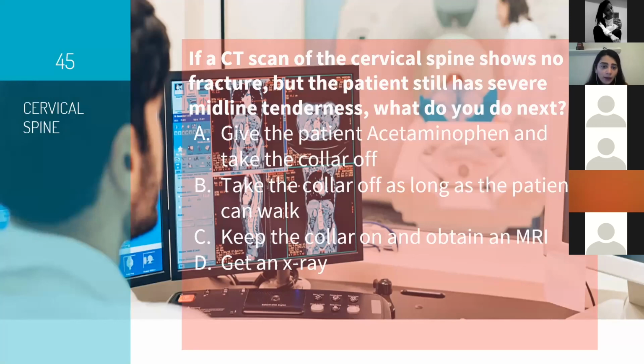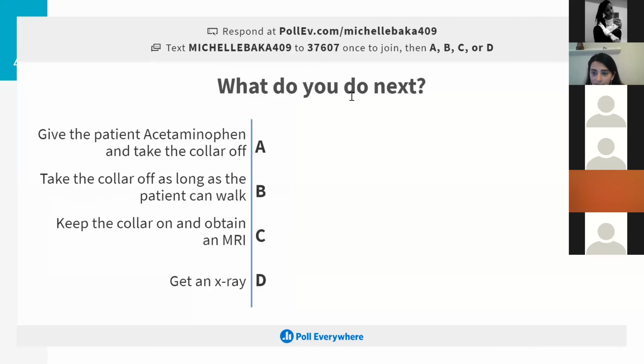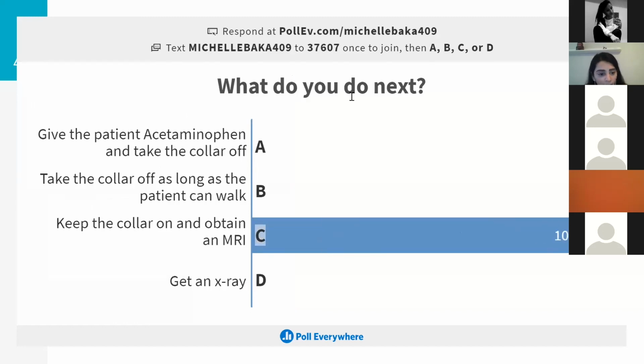It shows no fracture, but the patient still has severe midline tenderness. What do you do next? Do you give the patient acetaminophen and take the collar off? Do you take the collar off as long as the patient can walk? Do you keep the collar on and obtain an MRI, or do you get an X-ray? So the question was, the CAT scan shows no fracture, but the patient still has severe midline neck pain.